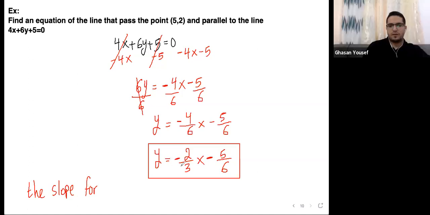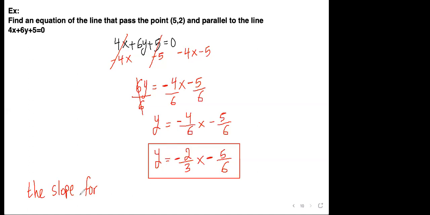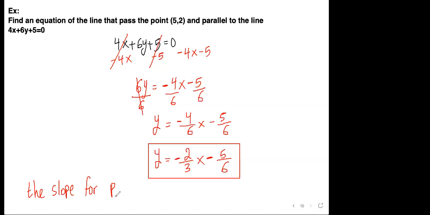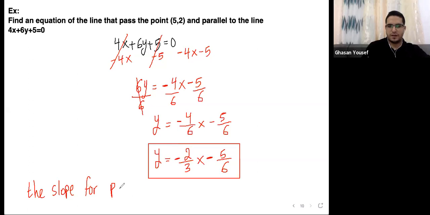No, because first of all, what is the slope of this line here? Negative 2/3. We have two lines. The first line is this, and the second line is the one I'm looking for, because the question asks me to find the equation of the second line. So it's parallel. The slope of the parallel line is minus 2 over 3.